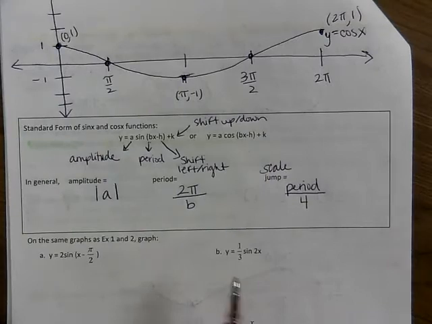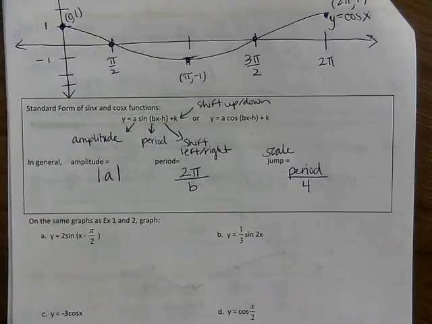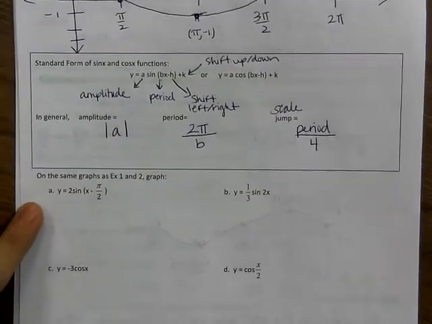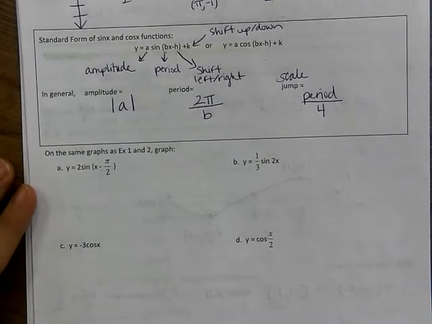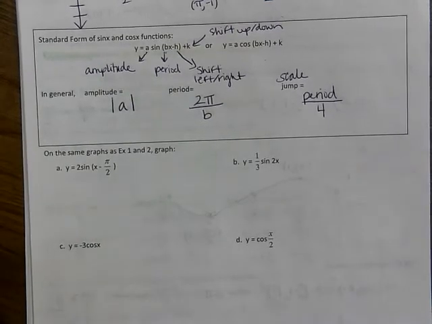So, looking at A, let's see what we have going on. So, our equation is y equals 2 times the sine of x minus pi over 2. So, I notice a few things. First of all, there's this 2 out front. So that means that the amplitude is going to be affected, which is going to change the range, because that's going to change how high and how low the curves go. So that's going to be affected.